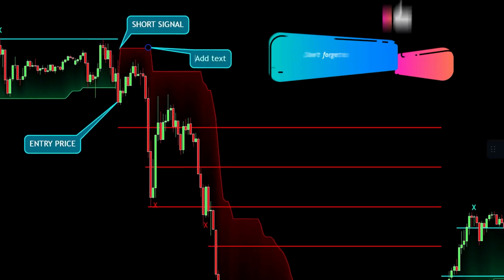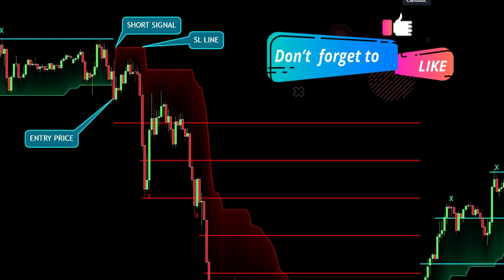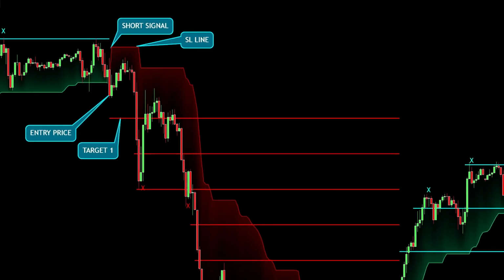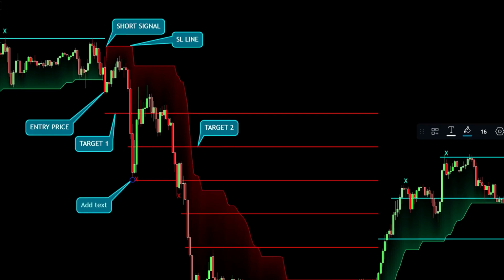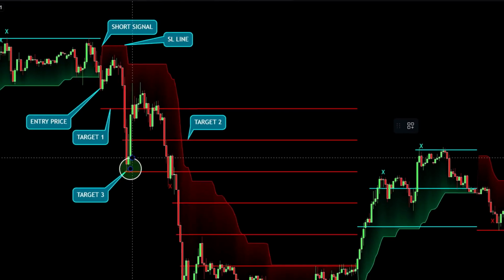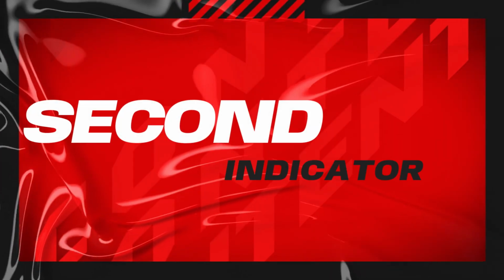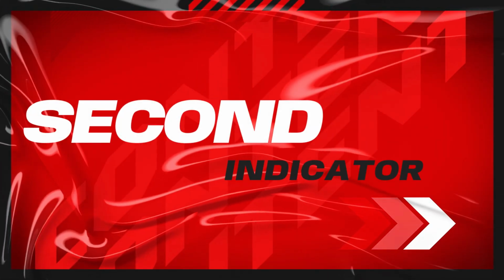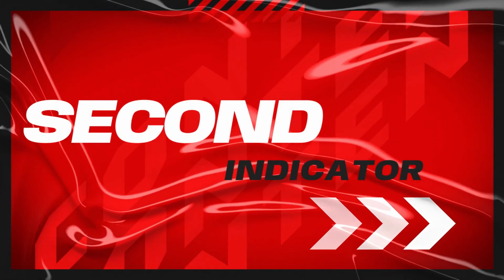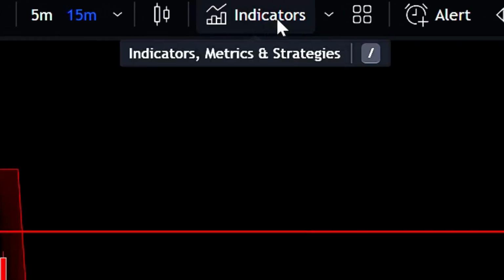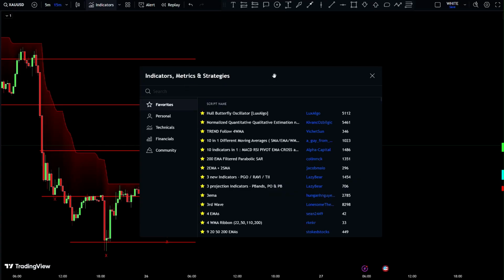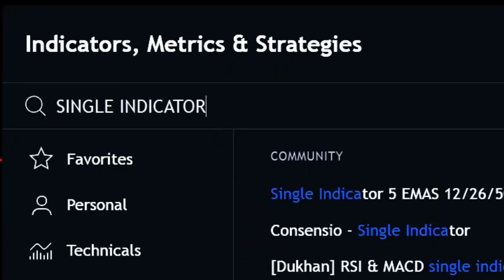But hold your horses. We can't just dive into trading based on these signals alone, because some of them might be against the overall trend or less accurate. So we need to bring in some reinforcements. That's where the Single Indicator 5 EMAs comes into play. To add this powerful indicator to the chart, head back to the indicator section again, and this time search for Single Indicator 5 EMA.